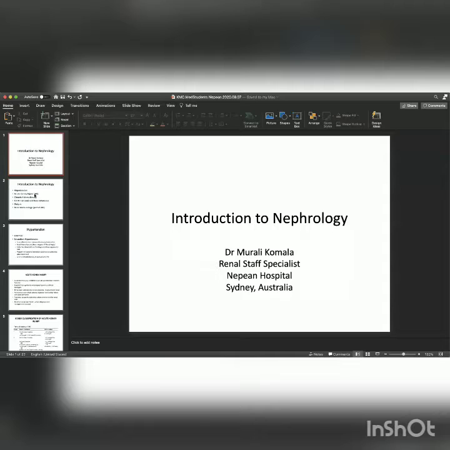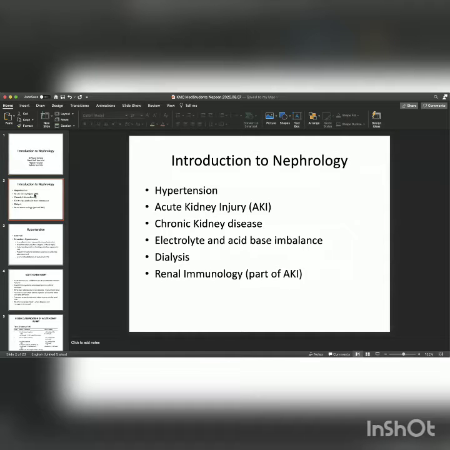So, basically, nephrology is obviously one of the divisions of medicine. You can divide nephrology into many domains, but I thought I'll just quickly talk about a few domains and what we will be talking about, because these are the areas where you would probably want to get an opinion from a nephrologist.